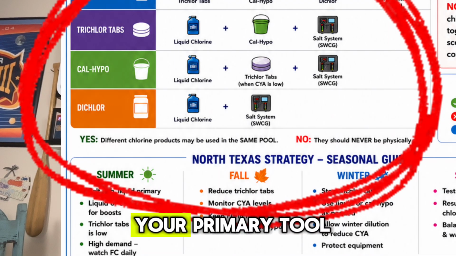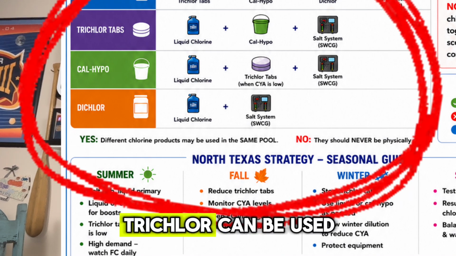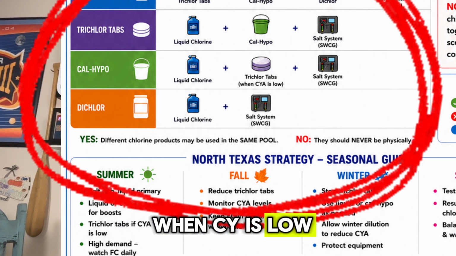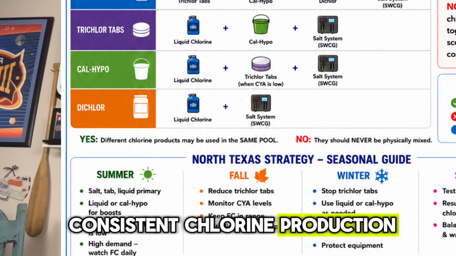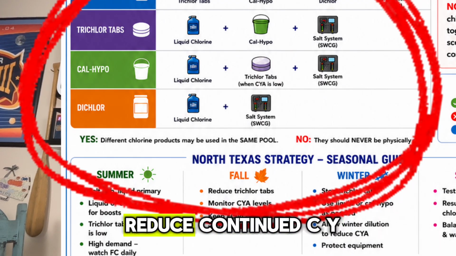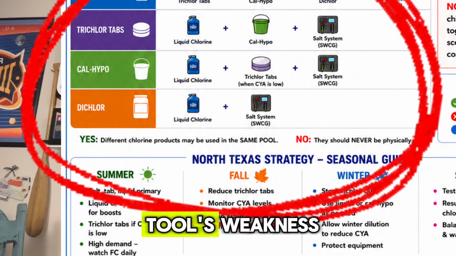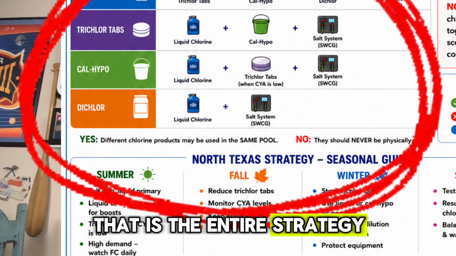If Cal-Hypo is your primary tool, liquid chlorine can take over when calcium gets too high. Trichlor can be used when CYA is low, and salt can provide consistent chlorine production. If Dichlor is being used, liquid chlorine or a salt system can help reduce continued CYA accumulation. One tool covers another tool's weakness. That is the entire strategy.